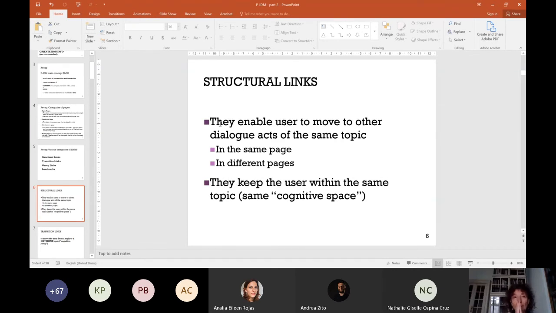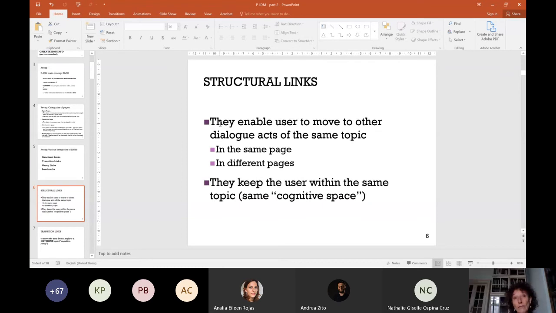And from a cognitive task perspective, structural links are simple to understand and simple to consume. You are on the same topic. You don't need to understand much about this link. If you move, in a course, from the introduction of the course to the syllabus to the bibliography, you have the feeling that you are in the same course.